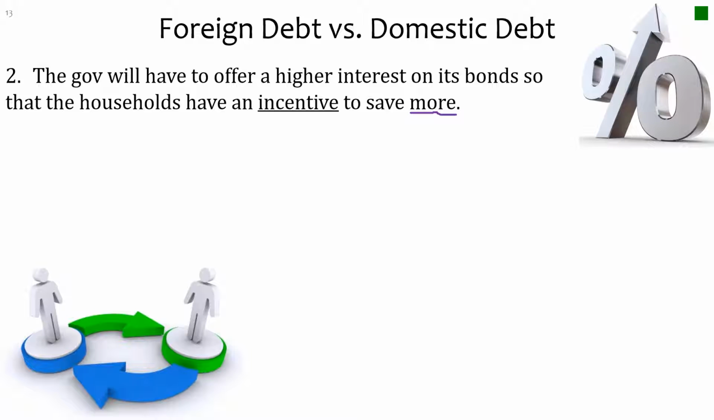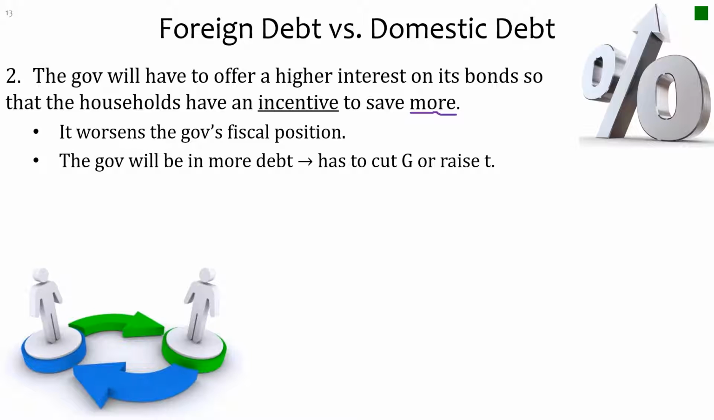Is it good for the government to offer more interest? It's going to worsen the government's fiscal position. The assumption is that the government is in debt. If the government is in debt, it doesn't really want to raise the interest it's paying. The government will be in more debt, and it has to cut G or raise T. This really defeats the purpose.